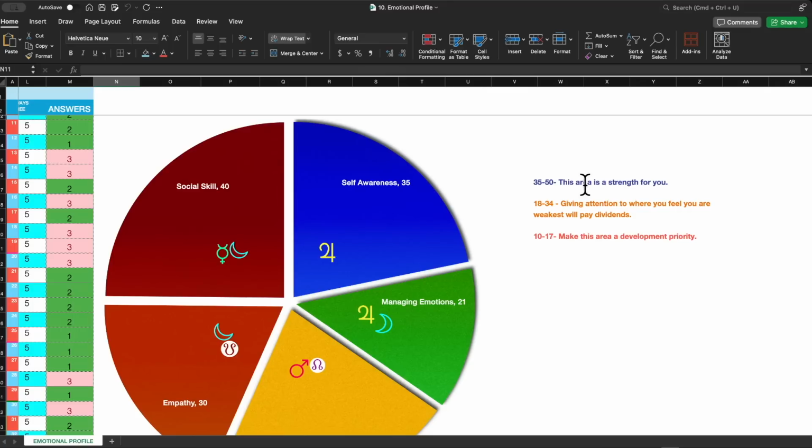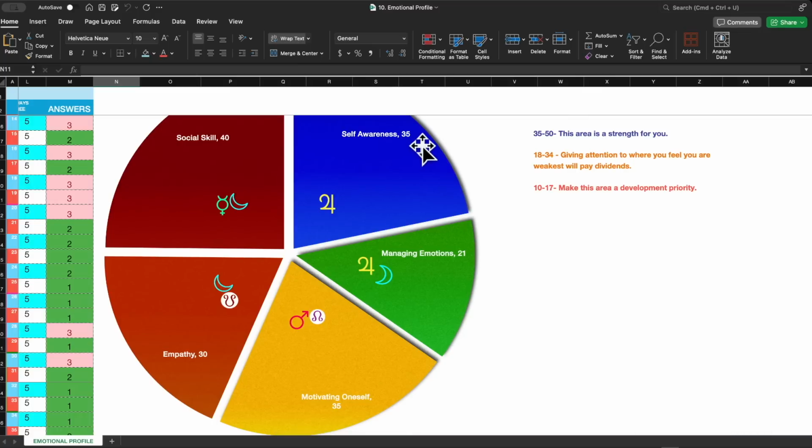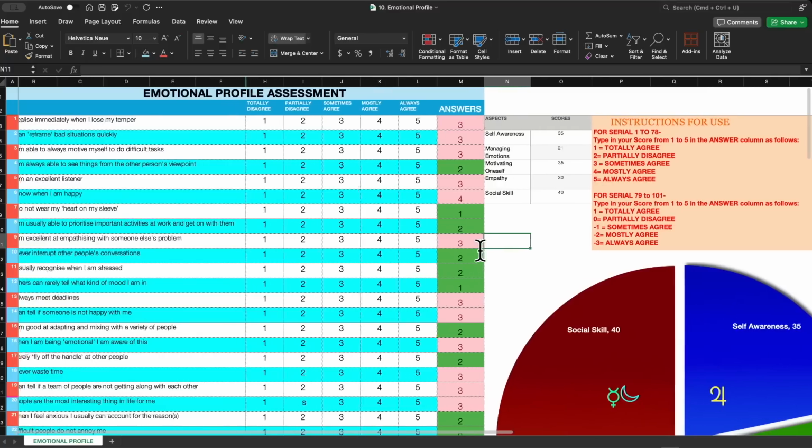35 to 50 is the area of strength for you. So for this example, in our case, the area of strength being self-awareness, social skill is very high, self-awareness and motivating is the next highest. So this person is a good social influencer, so to speak, natural one. We are talking about natural abilities, not something put on. Okay? So that is the brief description of emotional profile.